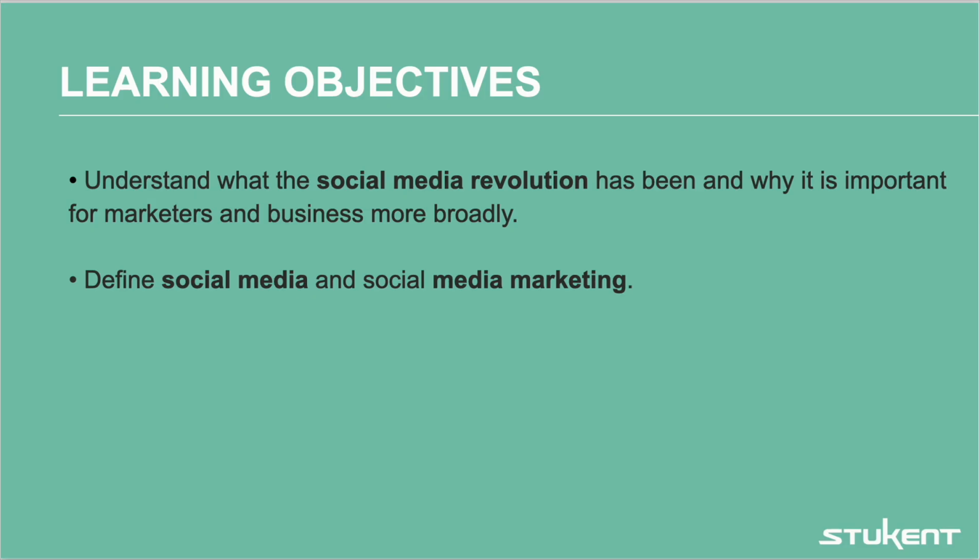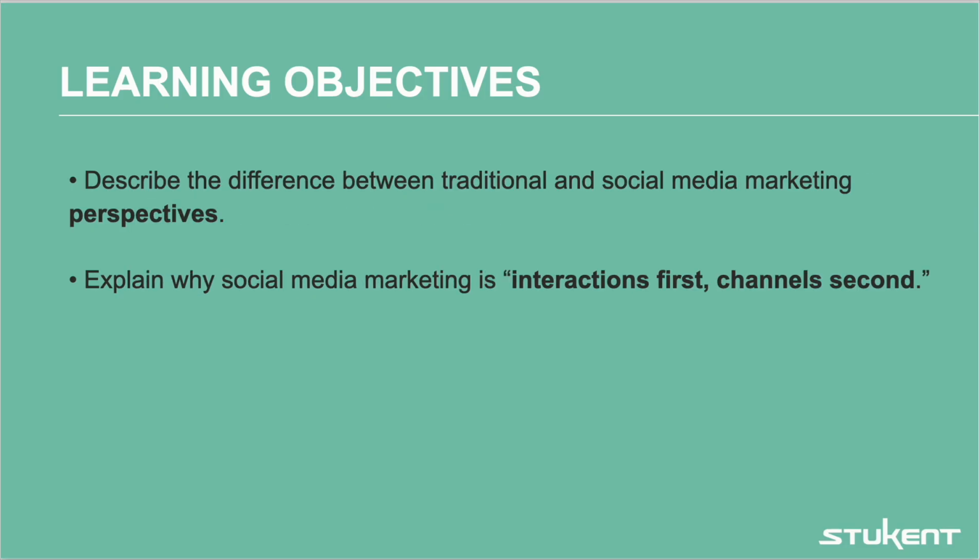Now, a lot of times those business goals may be revenue or they may be customer service related. So we're going to talk about a lot of the different things that we can accomplish with social media. And we're going to talk about the difference between traditional marketing, like I said, and social media marketing, and explain why social media marketing is interactions first, channels second.